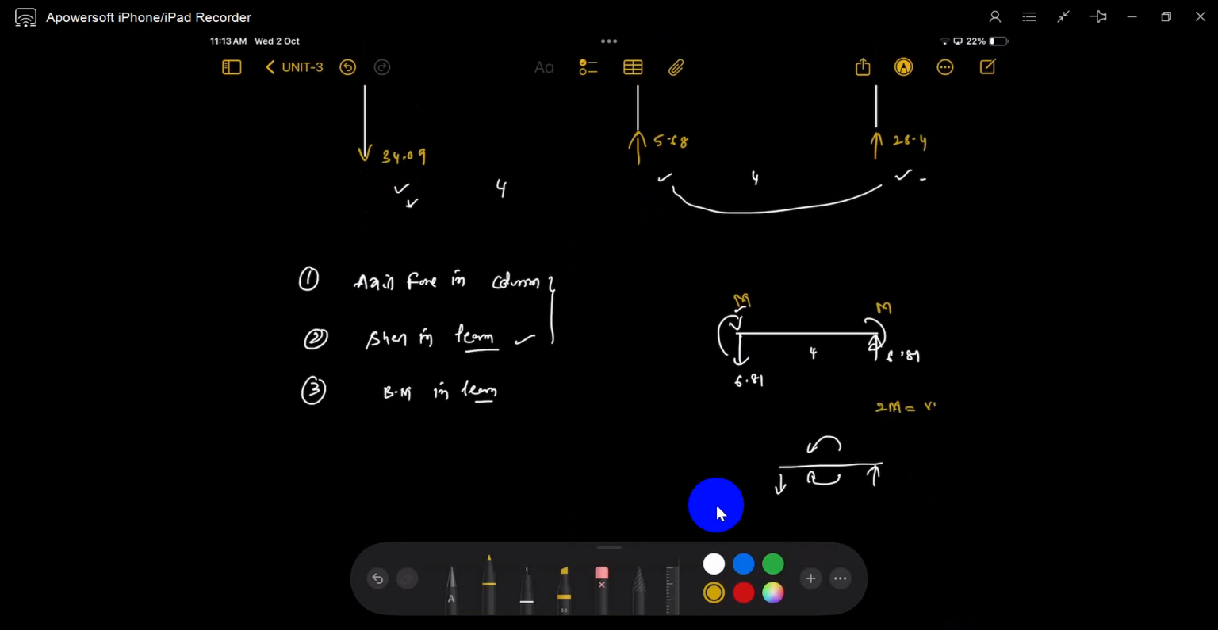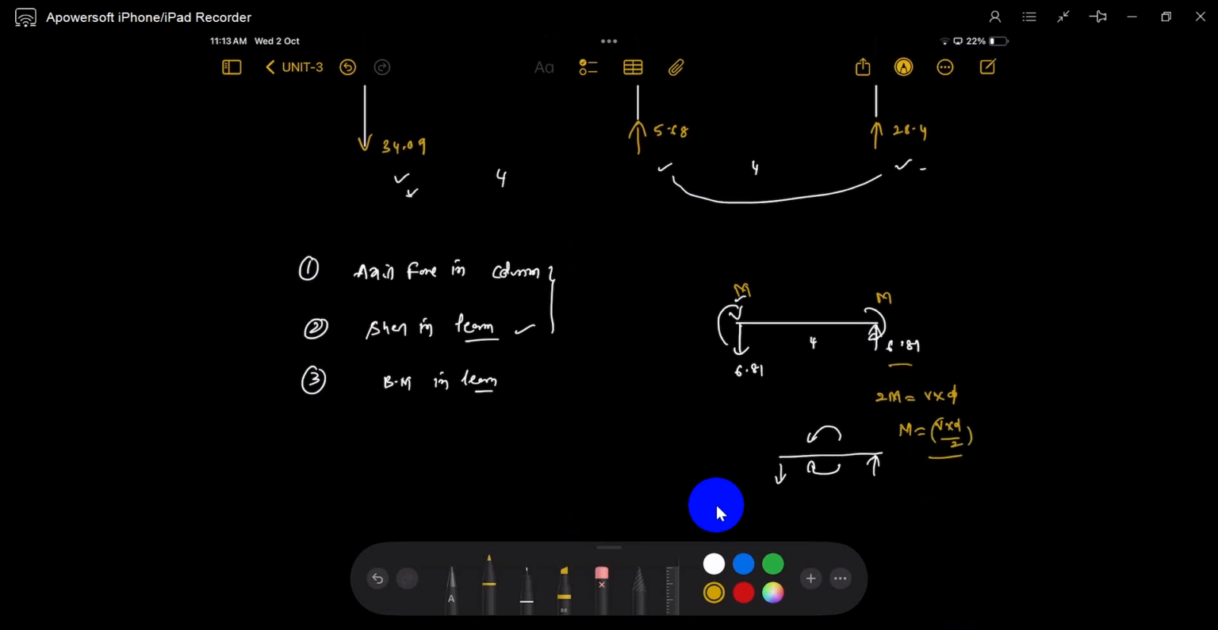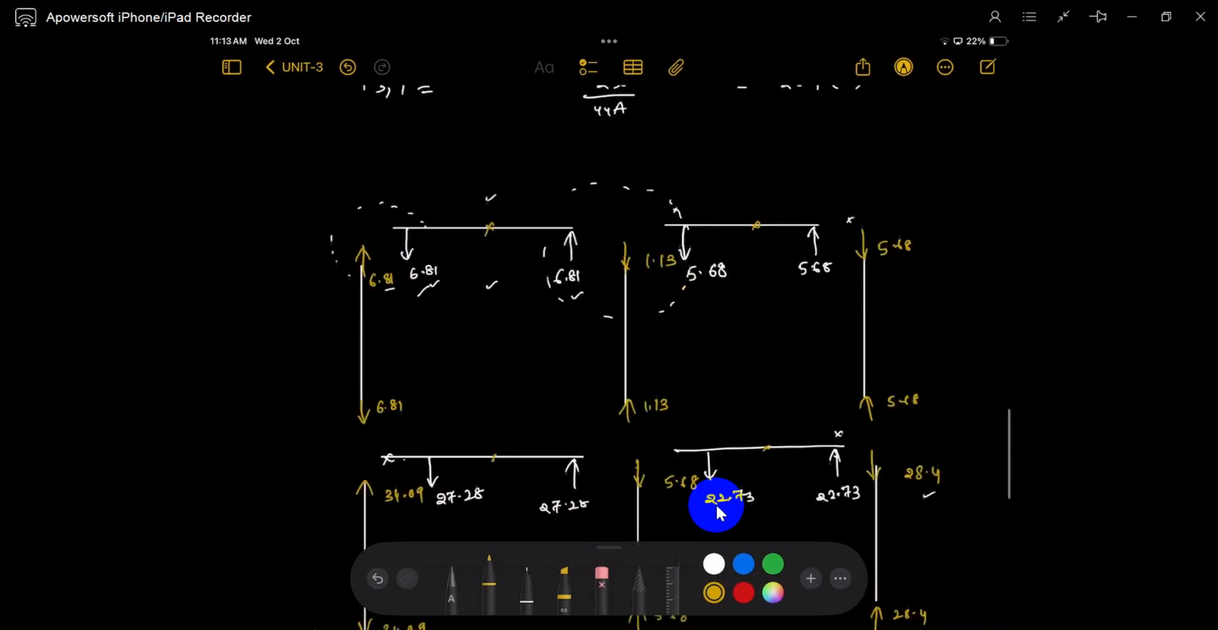Now consider the value of M. 2M equals V into distance, so M equals V into distance by 2. V is 6.81, distance is 4, divided by 2, so 2 times 6.81, which is 13.62. So this value is 13.62. The direction is here. Are you understood? Counterbalance, this will come in this direction. 13.62.